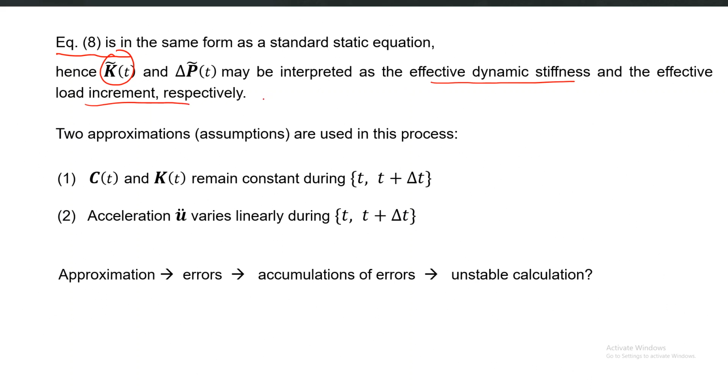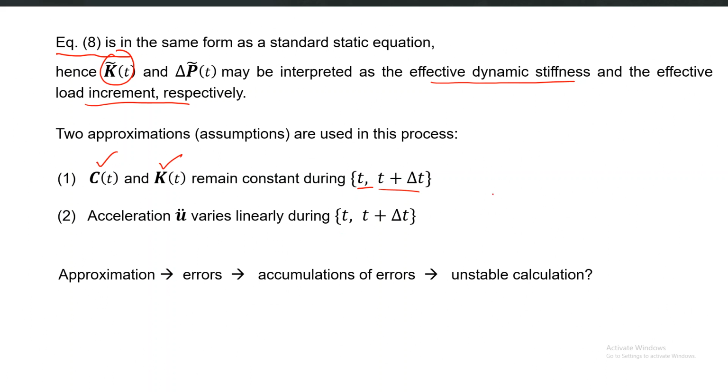And we used two assumptions in this process. The very first assumption was that the C of t and K of t remain constant during a time instant t and t plus delta t. So within a time increment, the values remain constant. So it's piecewise linear assumption. The second assumption we did was that acceleration u dot dot varies linearly between time t and t plus delta t.